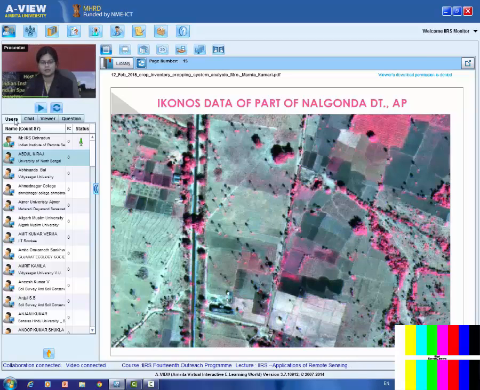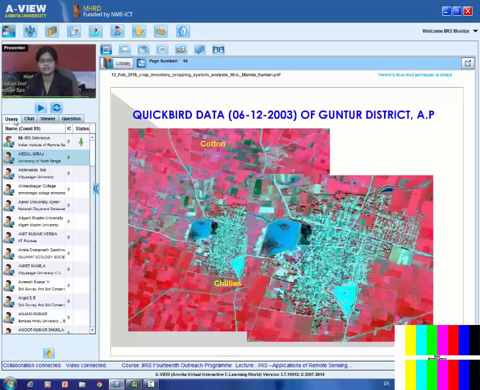This is IKONOS data. Here we can see different kind of individual features also. Similarly for QuickBird data also, here we can discriminate the similar kind of canopy growing in the area just by some object oriented classification.